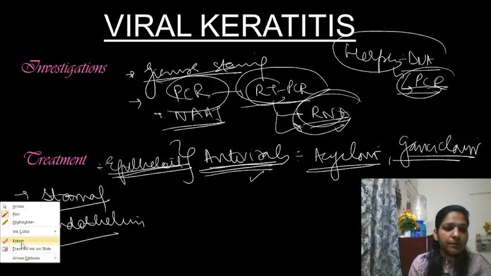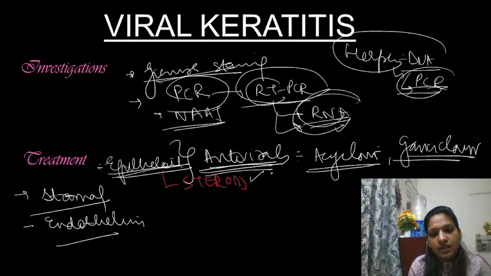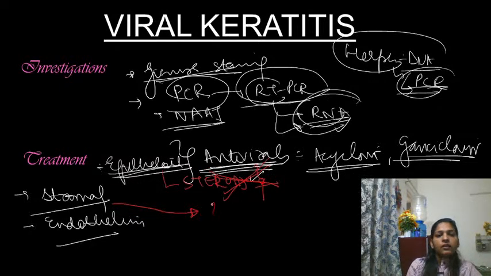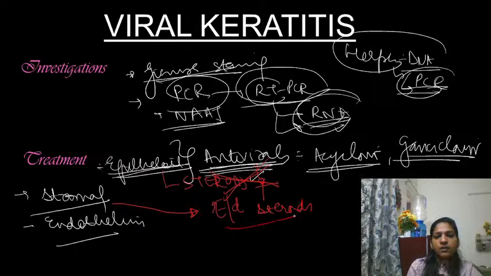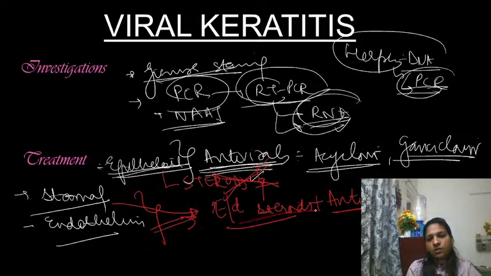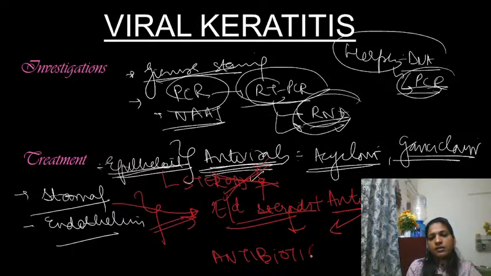Steroids will not be given in epithelial type. Steroids are a strict no. If at all there is epithelial defect, steroids are highly contraindicated. So in epithelial involvement, do not give steroids. Now stromal, if there is no epithelial involvement, only stromal, then we'll give topical steroids. In stromal we can give steroid eye drops. Antiviral we can give along with it. So these both are the treatment for stromal and endothelial, steroids and antiviral.